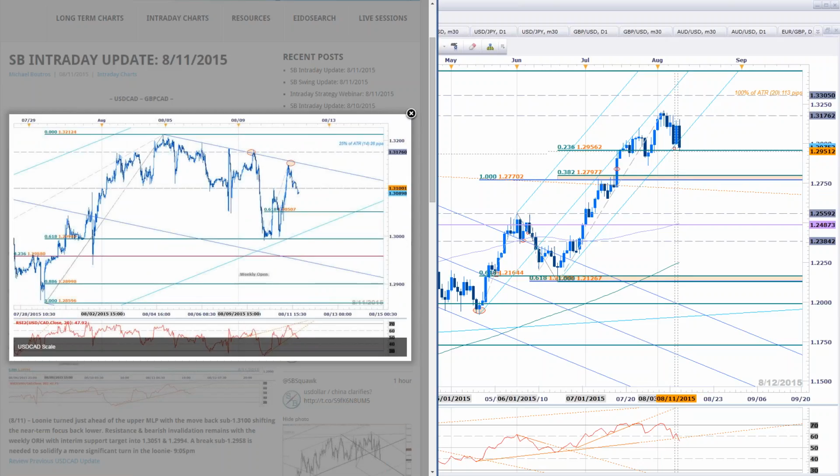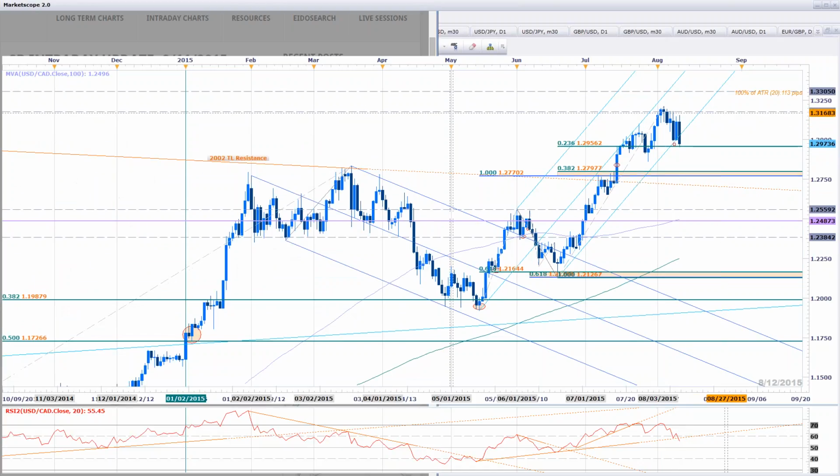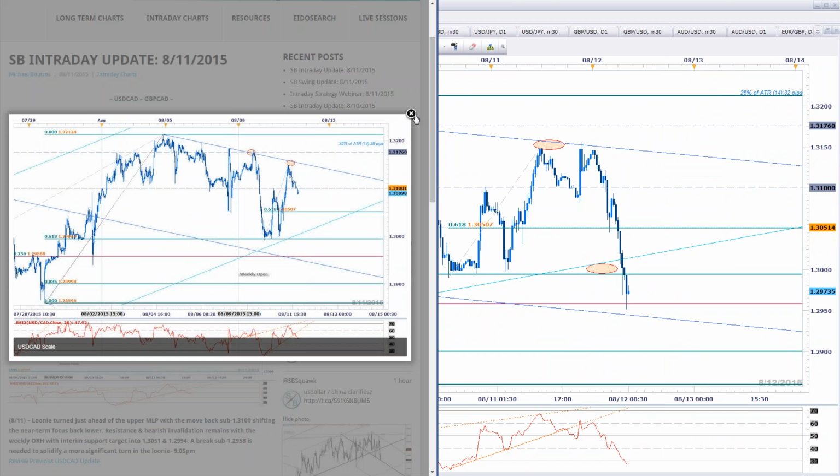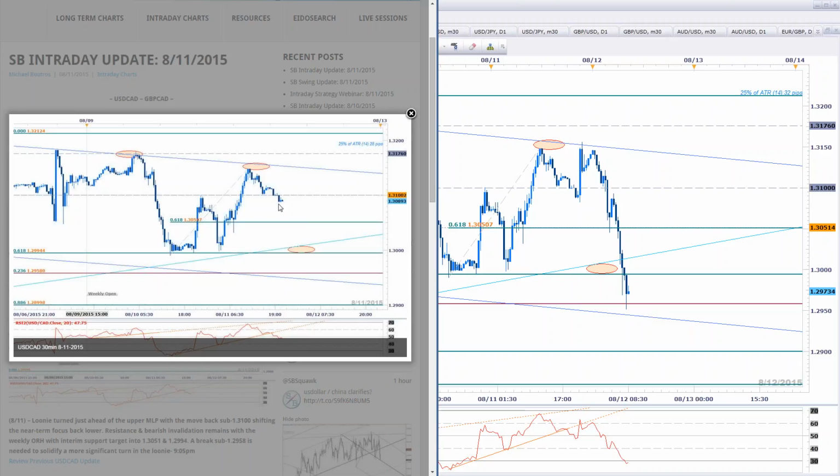Right now, coming into the U.S. session, you're at support. So if you're not already short, we'll be looking to sell rallies. Here's what the intraday chart looks like for dollar CAD. And here's what we looked like last night. So again, that China release offering another rally right into the upper median line parallel. It was a perfect entry.